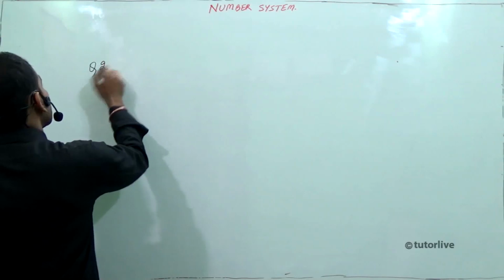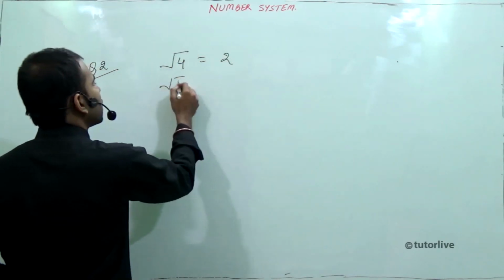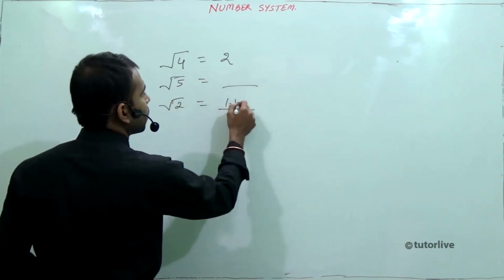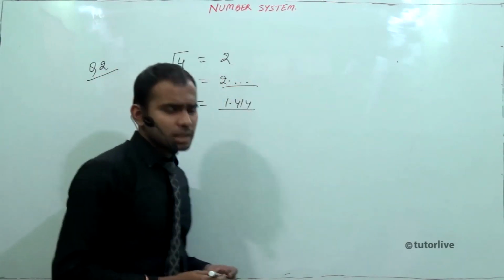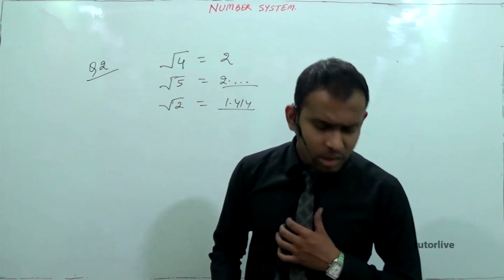Question number 2, let's say we have the square root of 4, it's 2, but the square root of 5 or the square root of 2, it's 1.414, it's 2 point something, right? So these are decimals, hence are the square roots of all positive integers irrational?